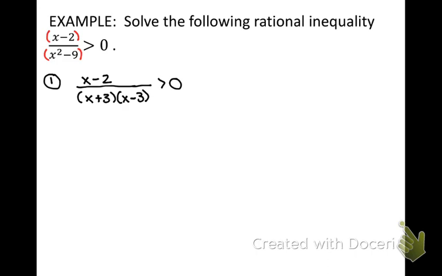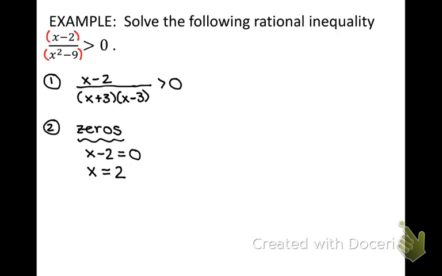Now, in step 2, I need to find my zeros, and I need to find where my function is undefined, where it's DNE, where I have those vertical asymptotes. So, if I want to find my zeros, I set my numerator equal to 0. So I'm going to have x minus 2 equals 0. And I'm going to find out that my 0 happens when x equals 2.